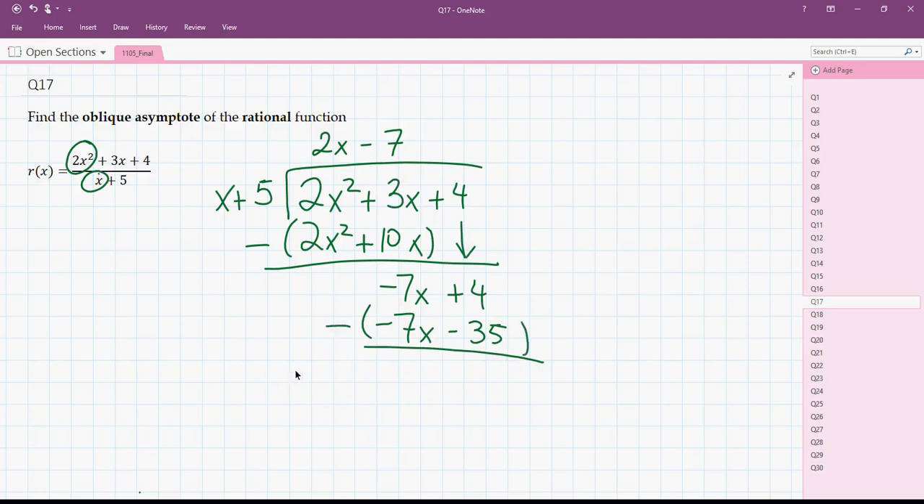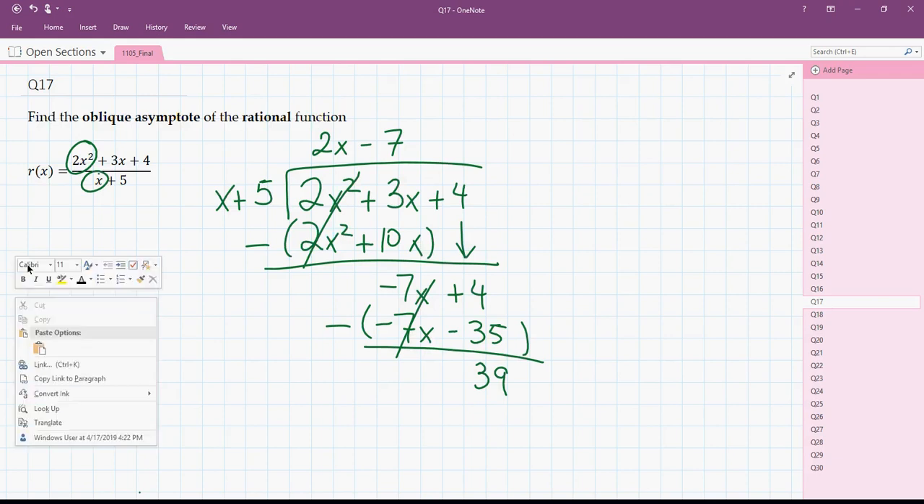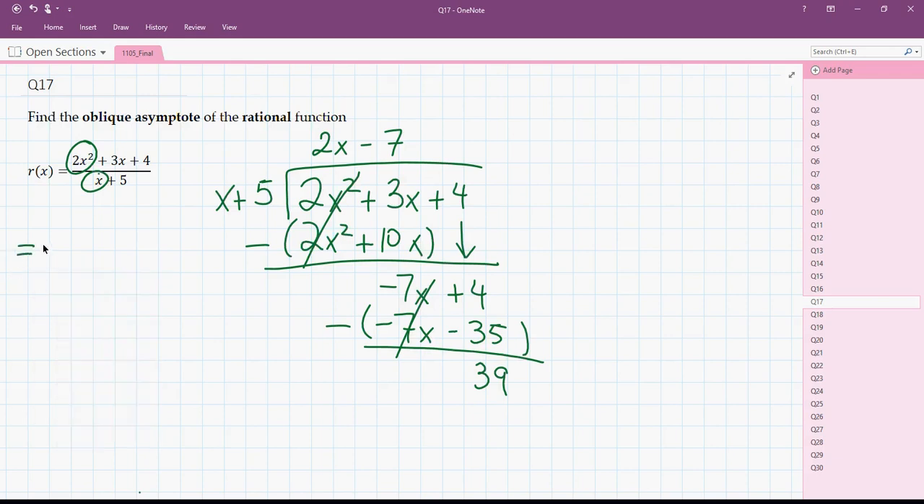So negative 7 minus minus 7x, that cancels. And we're left with 39. So what that means is that we can rewrite this expression as 2x minus 7 plus 39 divided by x plus 5.